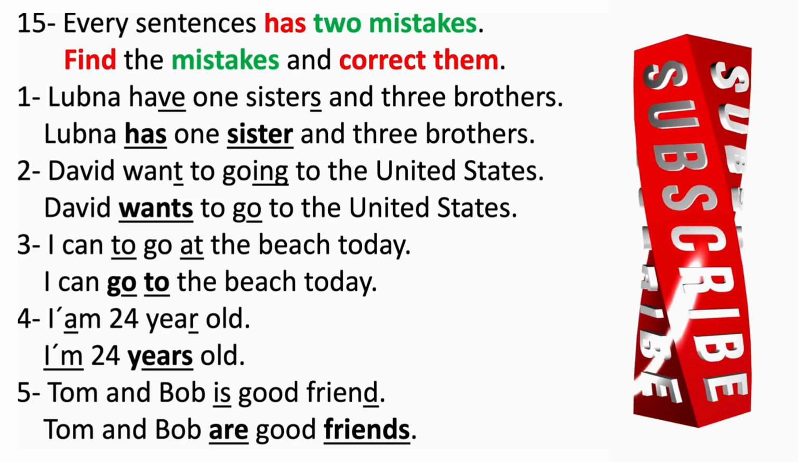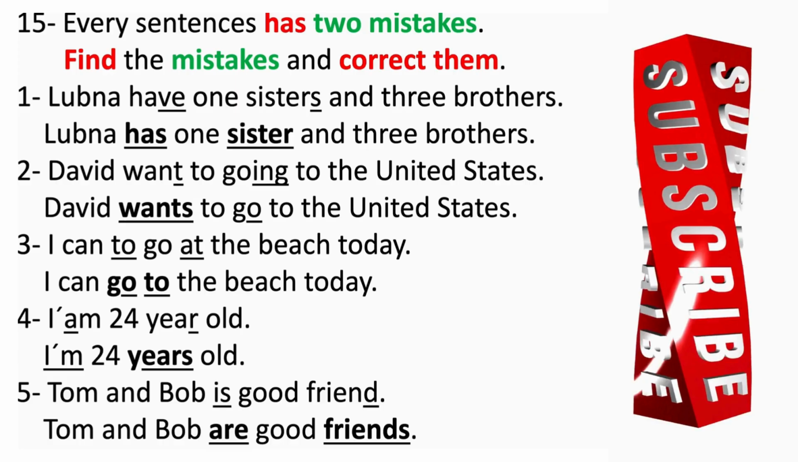Sorry. Number 3: I can to go at the beach today. So I can go, not to go, I can go, because after can, the verb comes without to, infinitive without to. And we don't say at the beach, we say to the beach, go to the beach. So I can go to the beach today.